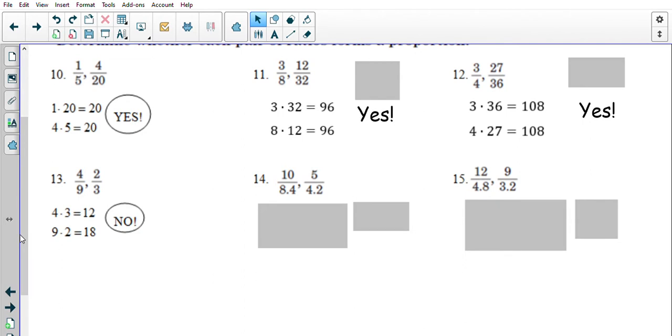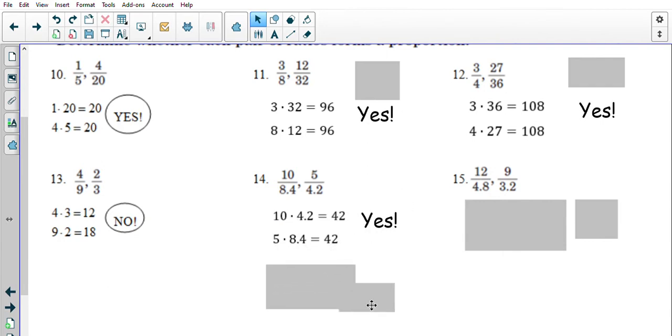All right, number 14 here is number 12 on your paper. So let's take 10 times 4.2 and 5 times 8.4. They both equal 42. So these again do form a proportion. That one might be beneficial to do cross products versus trying to simplify, but you could take 10 divided by 8.4 and 5 divided by 4.2 to see that those quotients are both equal as well.